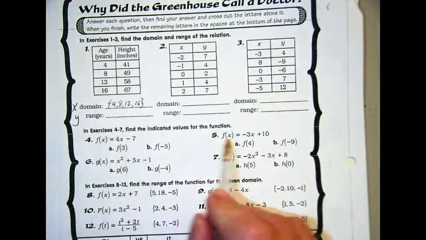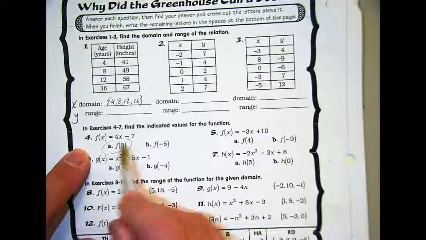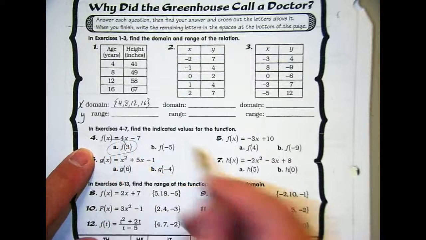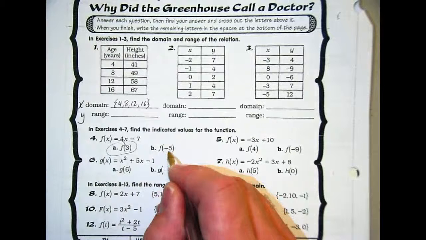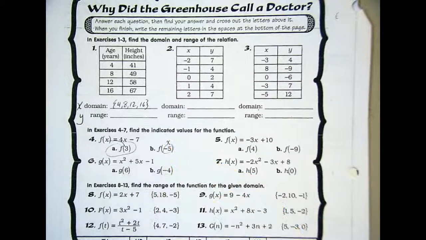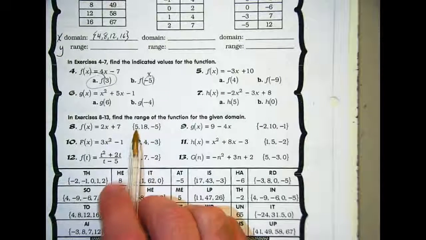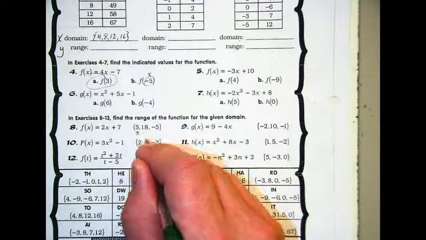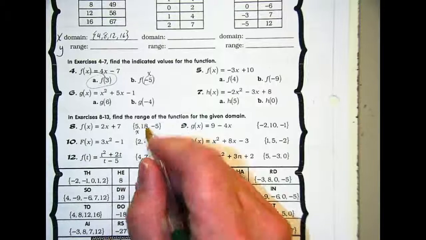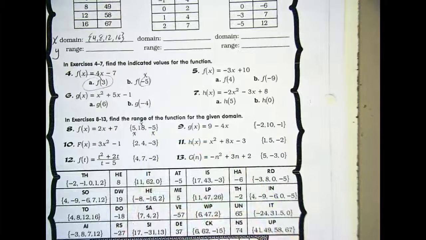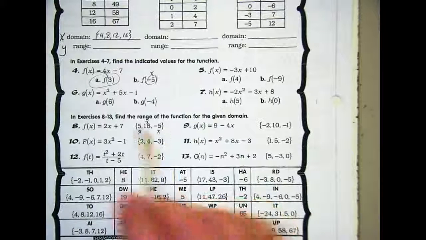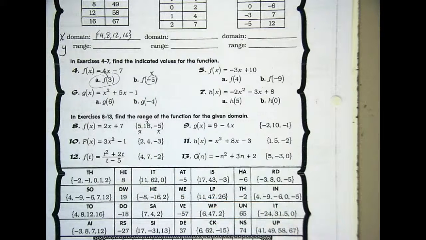Okay? And then if you're finding your indicated value here, you're finding f of 3. X became 3. Here you're finding f of negative 5. X becomes negative 5. Remember, you're replacing x with whatever values here. Down here, you're plugging each of these in. So you're going to get 3 different answers. X is going to be 5, you're going to solve. X is then going to be 18, you're going to solve. And x is going to then be negative 5, and you're going to solve. So you're inputting 3 different values to get 3 different outputs. Okay? So domain and range there.